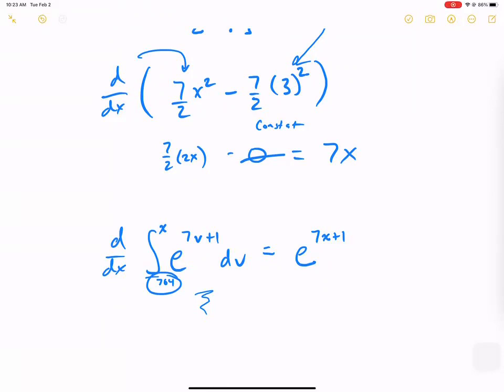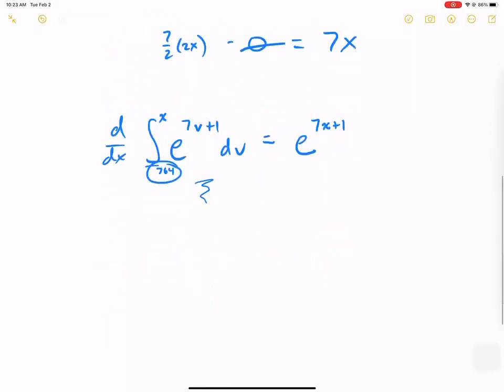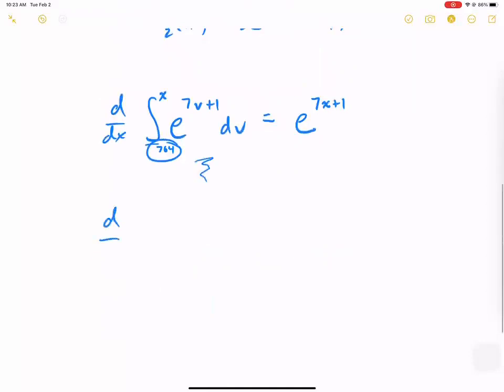Okay. Is it really that easy? Well, yeah. If it's that easy of a rule, let me give you another one. d over dx of the integral from a, which can be any constant, to x of 1 over 1 minus x squared dx.